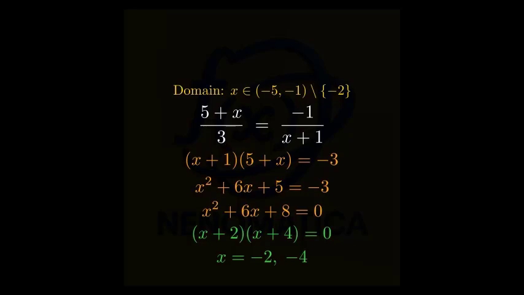Now check against the domain. Negative 2 is excluded because it makes the base equal to 1 and also violates the interval. Negative 4 lies strictly between negative 5 and negative 1, so it is valid. The solution set is the singleton negative 4.